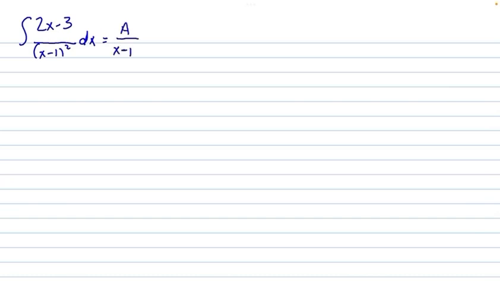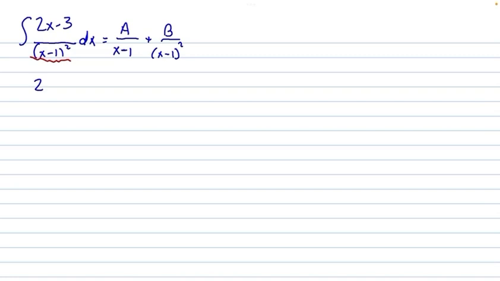A over x minus 1 plus B over x minus 1 squared. Okay, that's the repeated factors on the denominator. Now, just for clarity, I'm going to show every single step of what we're actually doing right here. Okay, we want to multiply everything by this common denominator, but I'm going to show every step.